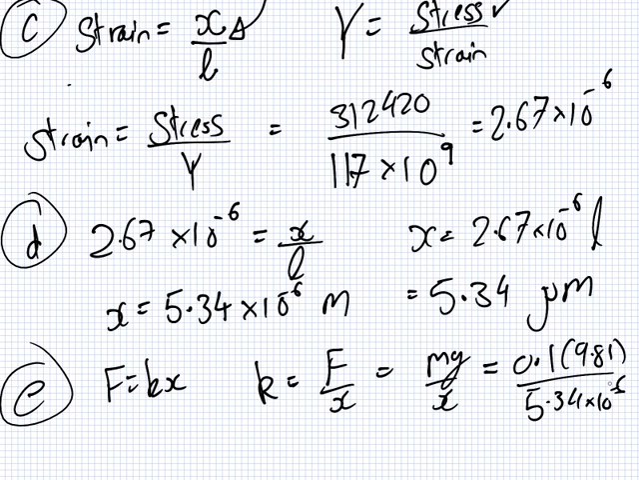A big number or a small number? A very big number, as it should be, because the Young's modulus is big. So the K is 183,708 newtons per meter. When the spring is wobbling, is the weight equal to force? No, only when it's balanced. So the weight is equal to the force only when it's not wobbling.